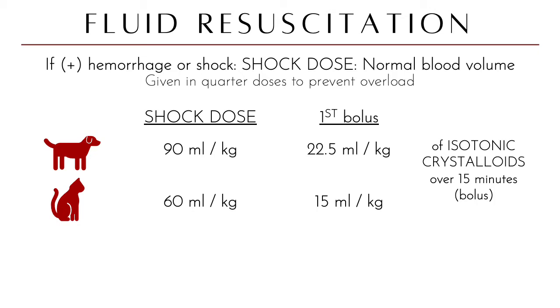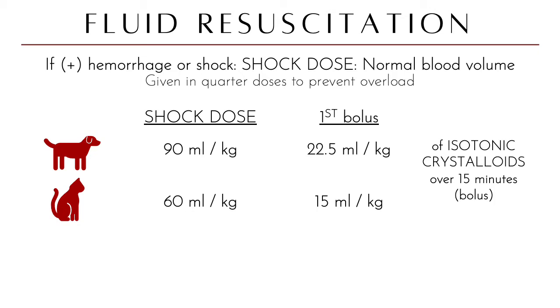So for you to prevent any adverse effects of giving so much fluid nang hindi naman pala kailangan, you divide the shock dose into four. So your first bolus is 22.5 mL per kg. You give it and then you assess, right? Kung wala pa rin, you give another bolus until you were able to give the shock dose.